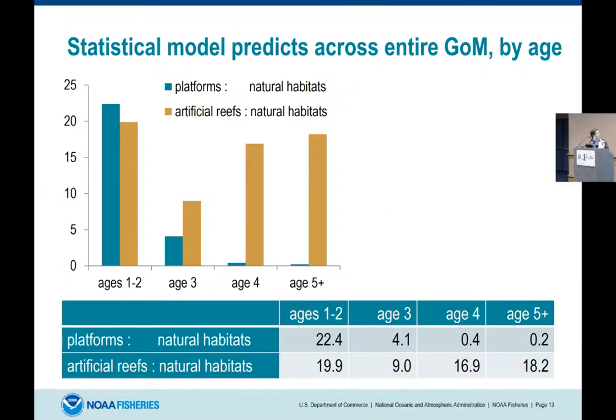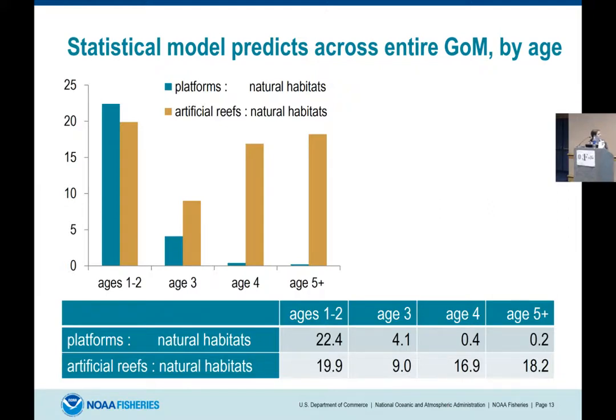So here we're showing you the ratio of catch rates between platforms and natural habitats and artificial reefs and natural habitats. So the difference is in the CPUE, and this is by age. So what we're saying here is that on oil platforms, you catch 22.4 times as many fish as you would catch on natural habitats. That's the ratio of the CPUEs. And we have that plotted out here. In blue is the platform difference from the natural reefs, and then in yellow is the artificial reef difference.